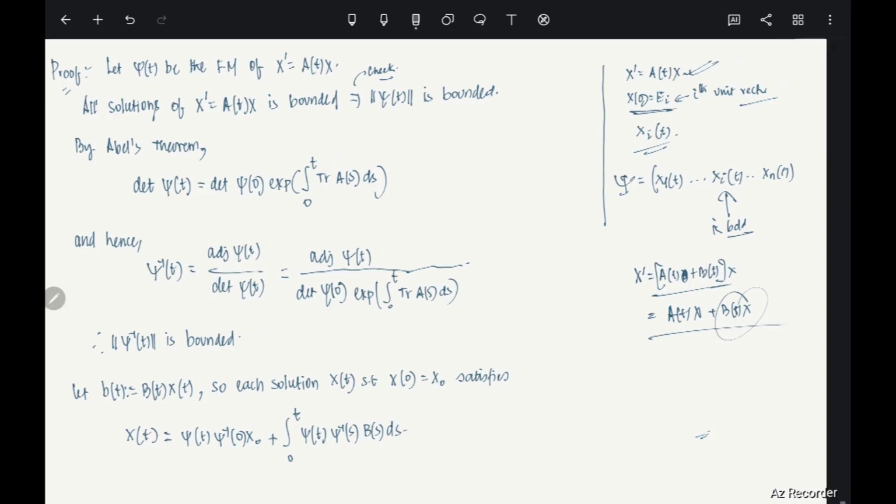Now see, if one defines C as nothing but the maximum of the supremum over t greater than or equal to 0 of the norm of phi of t, and the supremum over t greater than or equal to 0 of the norm of phi inverse of t. It doesn't have to be t naught, it can be t naught also, but anyway, let's just put 0. So basically I am taking the supremum norm of phi and the supremum norm of phi inverse, and taking the maximum of those two. Let's just call that C.